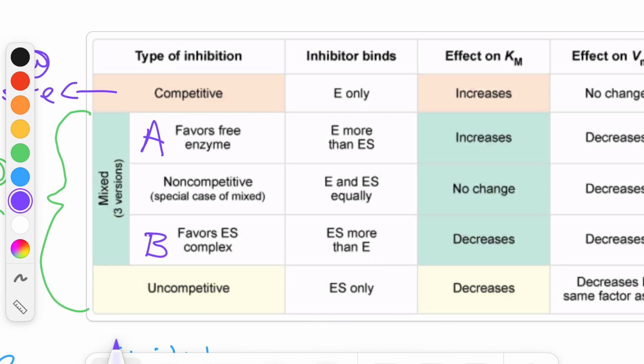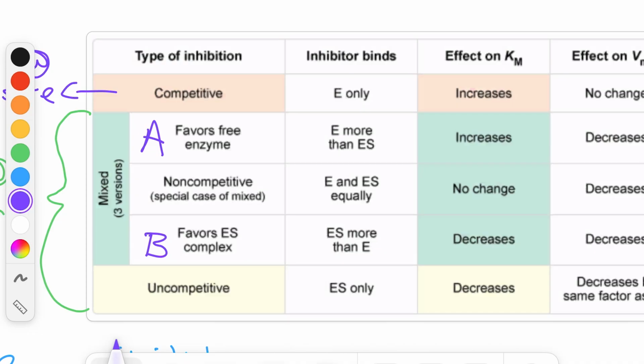Okay, so as we go from competitive to uncompetitive, we can see that there's a gradual increase in preference for the enzyme substrate complex. So we start at, okay, I'm only going to bind to the enzyme alone. Okay, I'm only going to bind to the enzyme alone, but I'm okay with a little bit of the enzyme substrate complex. Then we go to, okay, I don't care about either one. I'll bind to either of them equally. And then it goes to, okay, I actually prefer the enzyme substrate complex more, but I'll still have some of the enzyme alone. And then finally, enzyme substrate complex. Okay, I only care about the enzyme substrate complex.